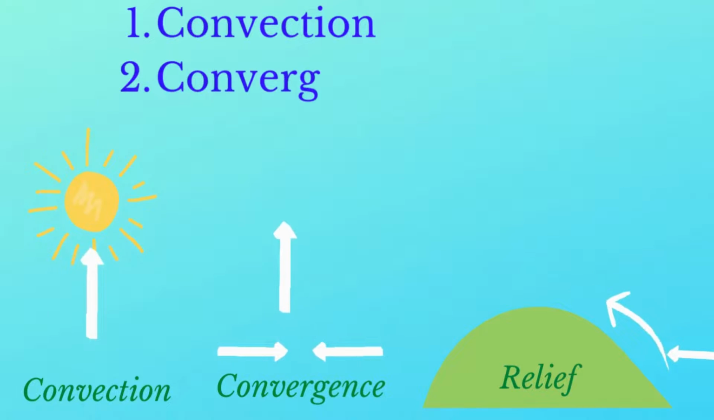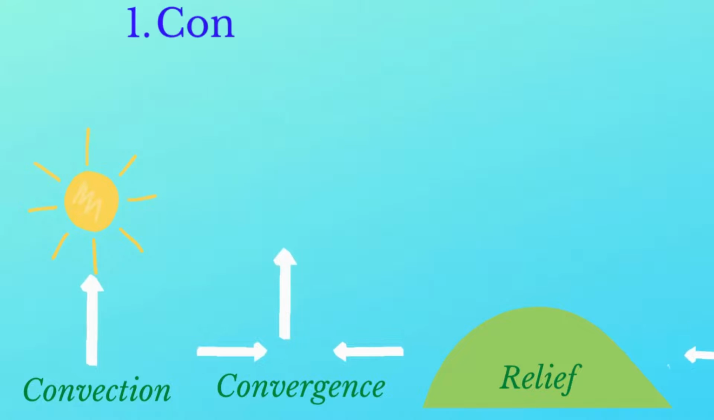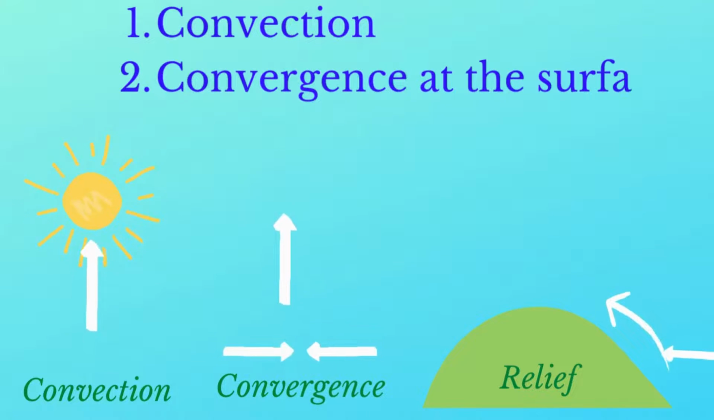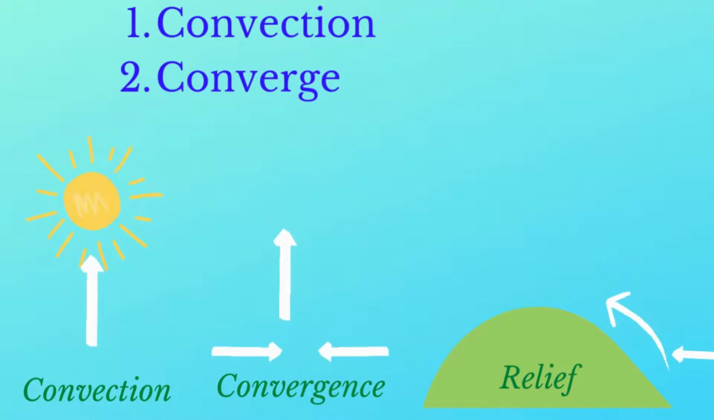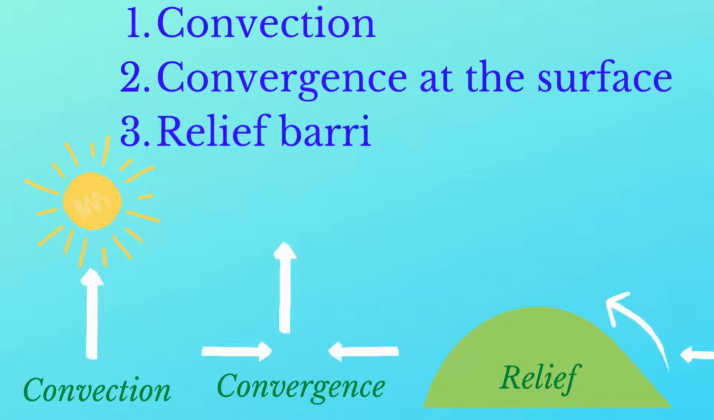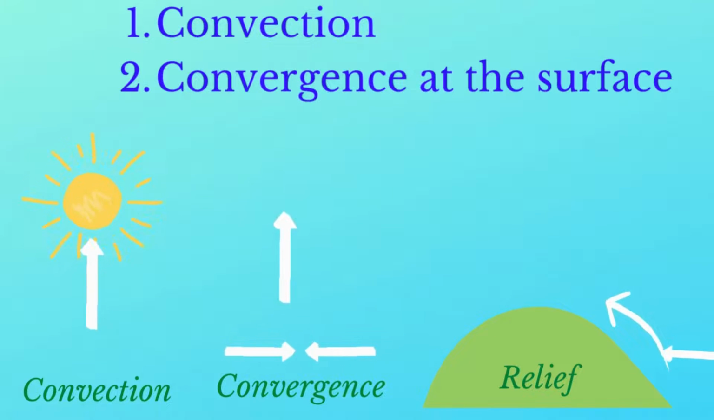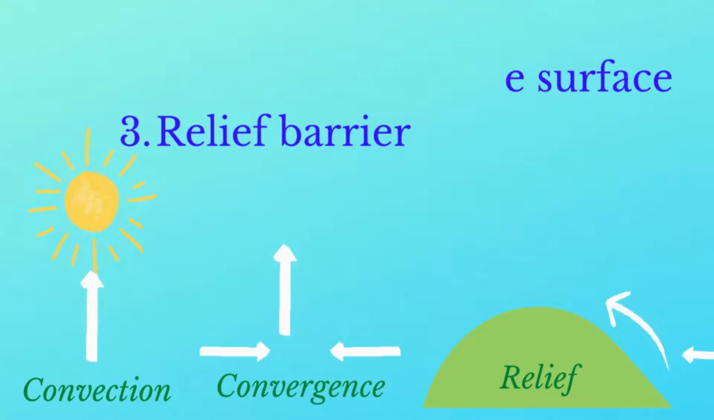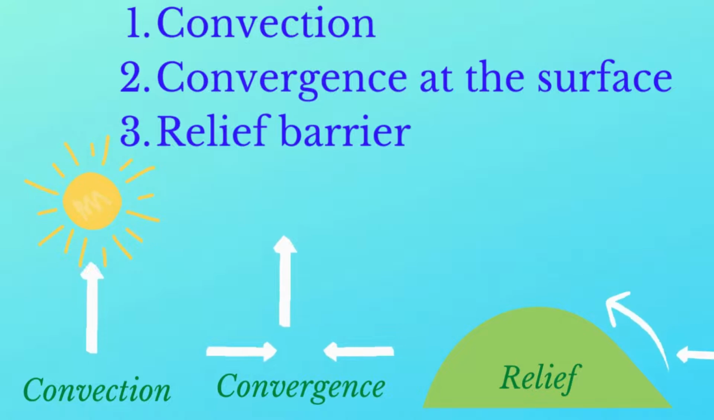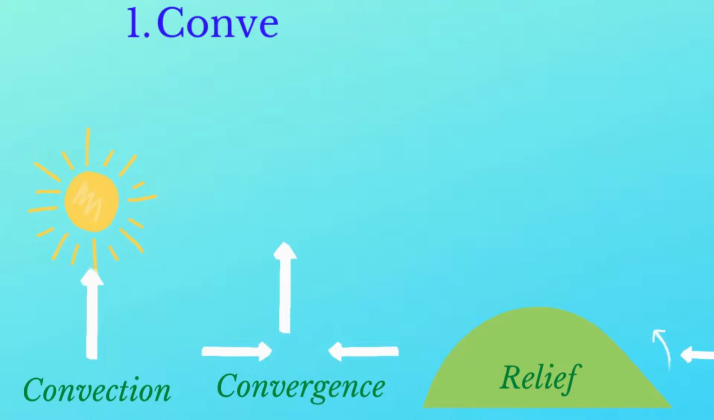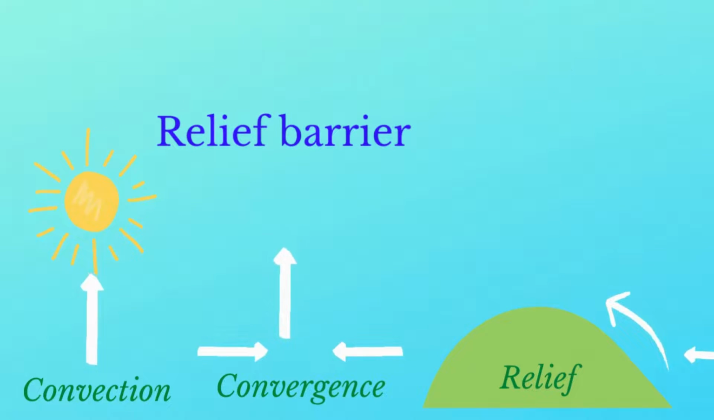Air rising depends on three main factors: convection, convergence at the surface, or relief barrier. Convection is where air rises because of being heated. When the air is heated, it gets lighter, and because it's lighter, it will float.